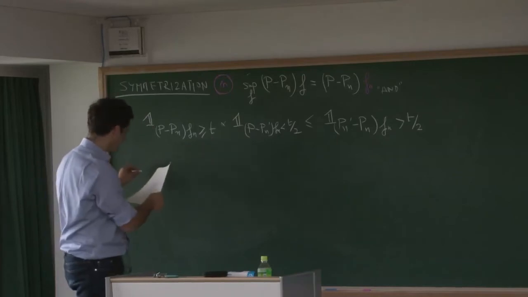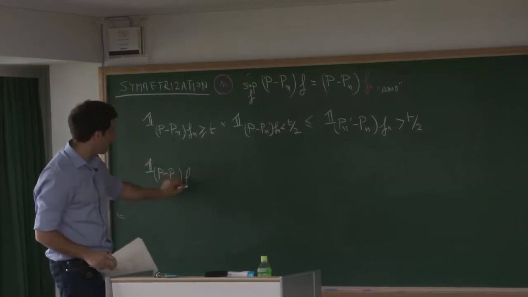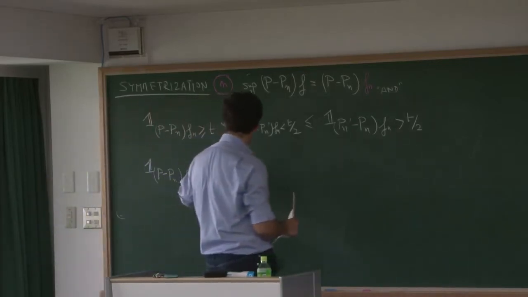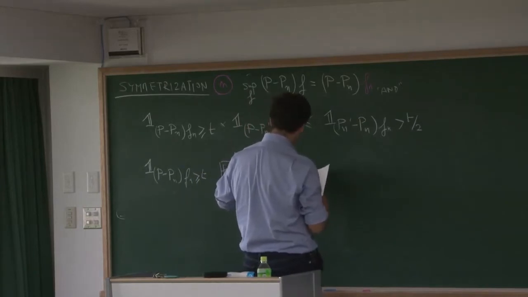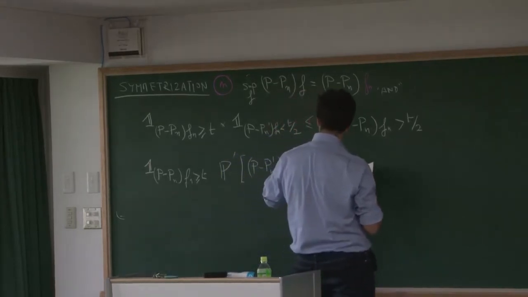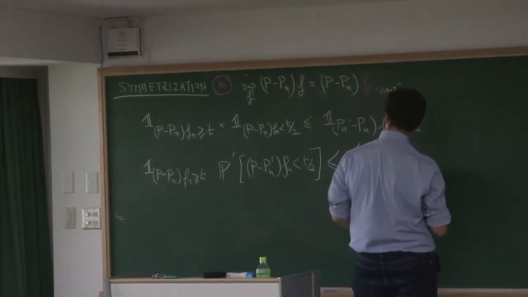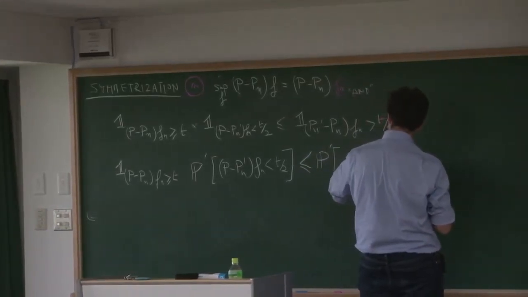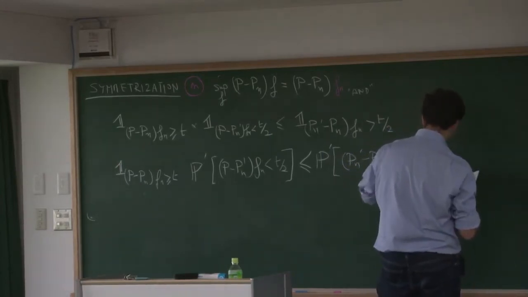doesn't change. It's just 1 of P minus Pn of Fn bigger than t times this becomes the probability with respect to the second sample of P minus Pn prime Fn smaller than t divided by 2, itself smaller than the probability with respect again to the second sample of Pn prime minus Pn of Fn bigger than T divided by 2. Okay?